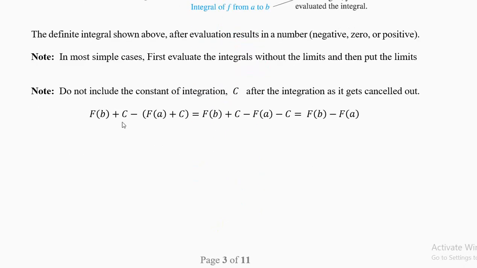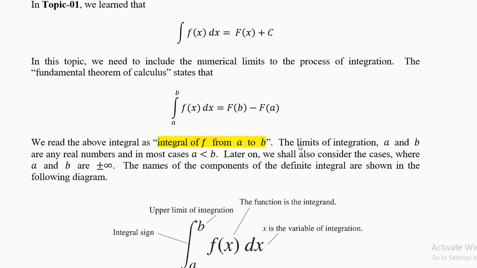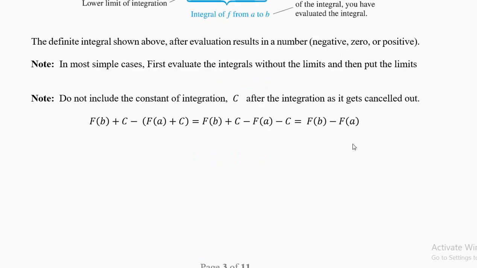Now what about the c? Now you have F of b plus c minus, open a bracket, F of a plus c. Now open the bracket: F of b plus c minus F of a minus c. Now plus c minus c will cancel. You'll be left with F of b minus F of a, c equal to 0 effectively. So in your definite integrals, we are not going to put any c here. If it is indefinite integrals without the numbers, then you are going to put the plus c.